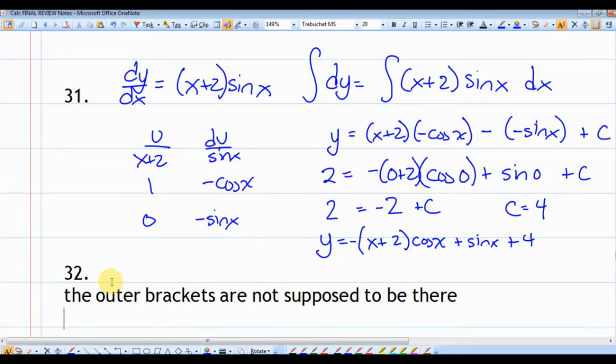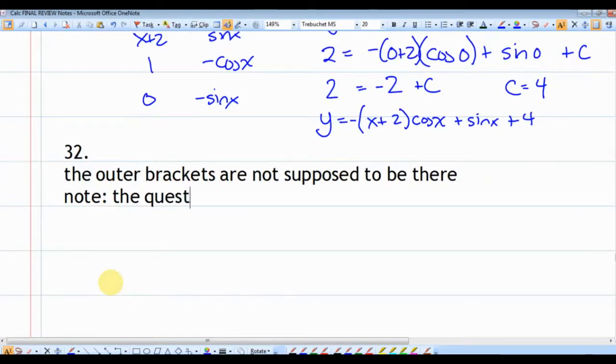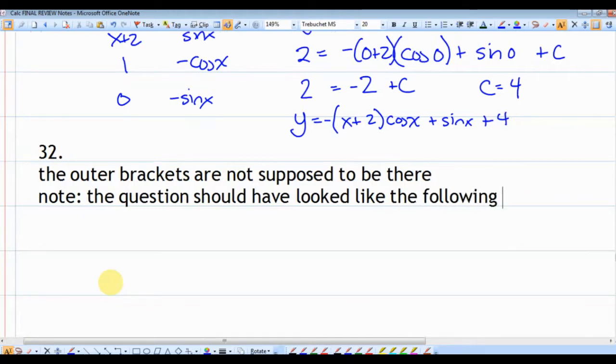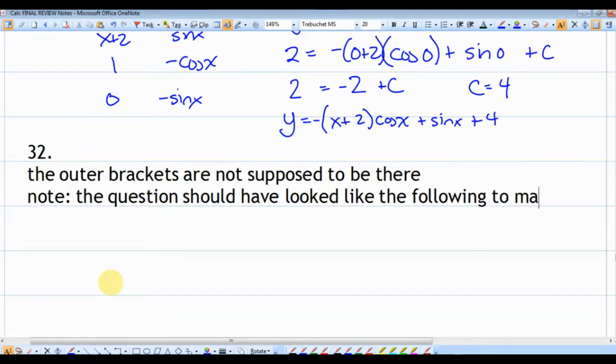Wait, you're not supposed to split them? This looks like it was written incorrectly. In the answers it says it's supposed to be 1/4 instead of g of x. I think it's written incorrectly. Note: the question should have looked like this, to make the answer guide correct.